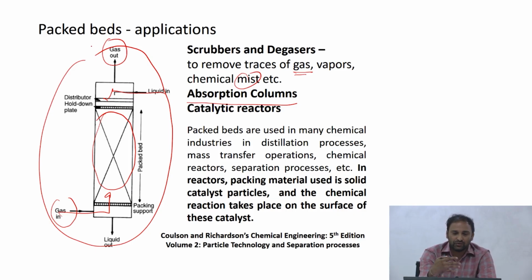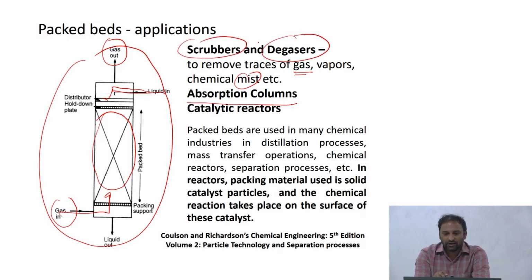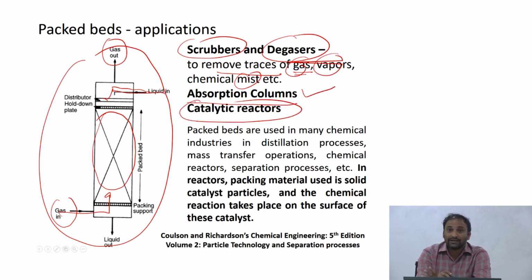one of the best ways of doing this would be use of this packed bed. Let the gas pass up through the column, and then use an appropriate liquid which basically takes out this unwanted material. Then it comes out at the bottom, and again you can subject it to whatever purification you want to do. People use them for scrubbing or degassing operations, which is to remove traces of gas, vapors, or chemical mist. Absorption columns, people also use for catalytic reactors.